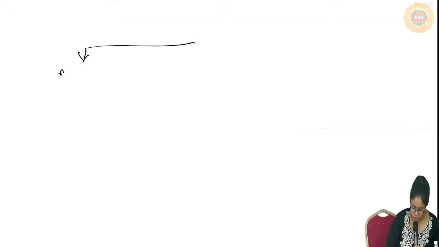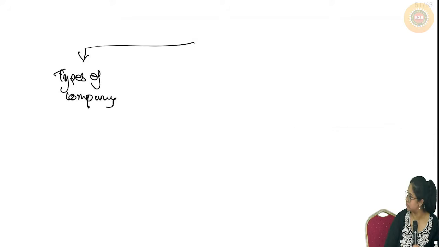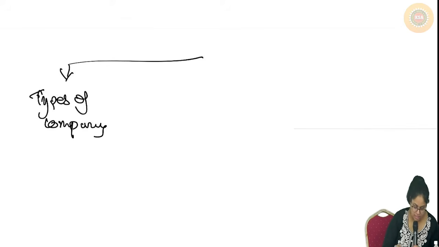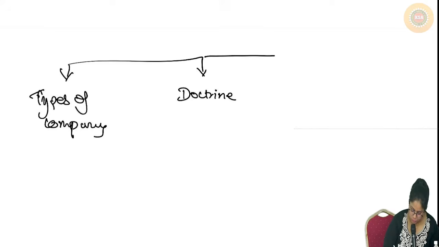So what we have finished so far is types of company. Types of company is done. Then we read doctrine, we still have to do. We did features of company.